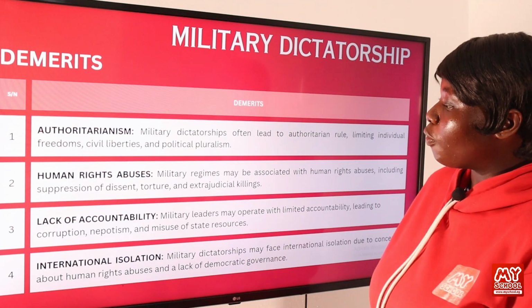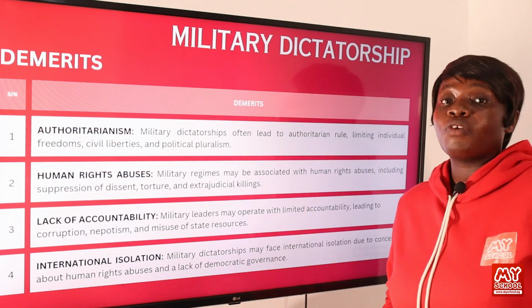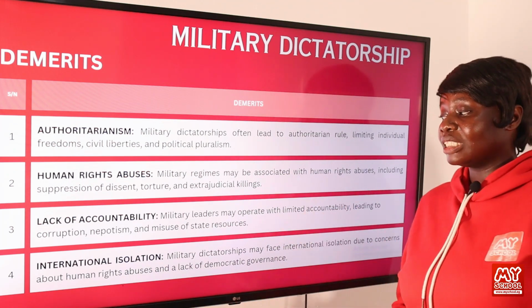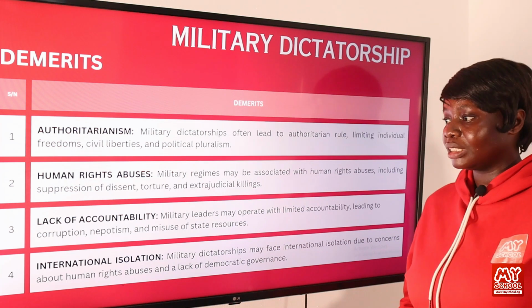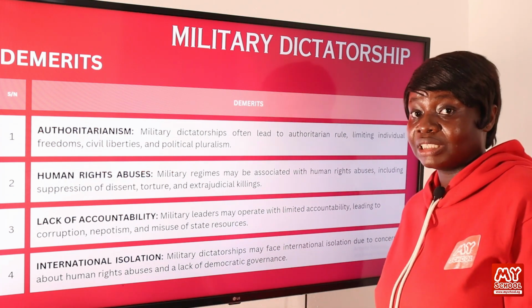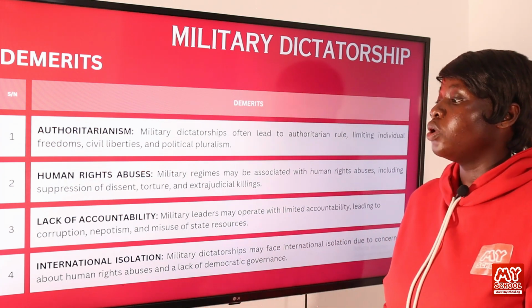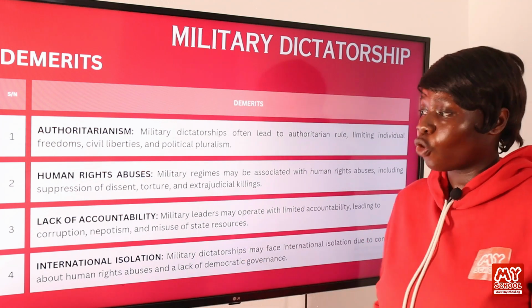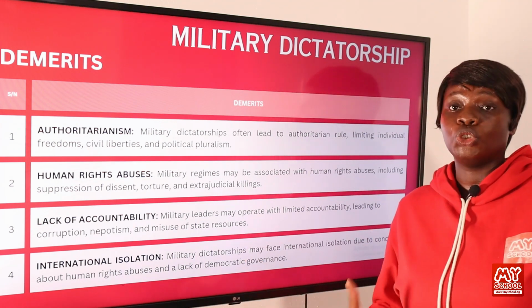Another demerit of military dictatorship is the lack of accountability. So these military leaders may operate with limited accountability because it's not a democratic system where they have to answer to the people. And as a result of that, there can be a lot of corruption, nepotism, and the misuse of state resources.